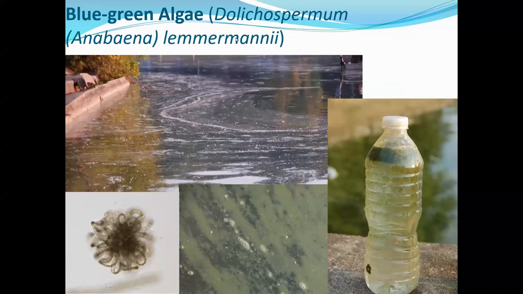This is another Dolichospermum lemmermannii bloom, and you can see that telltale scum on the surface. This is what it tends to look like. Again, even though you see some streaks, it's not perfectly clear underneath. It's quite murky underneath. We went out to do some fishing for a family reunion, and I'm like, oh, I don't think we should be here. And of course, they were actually quite young colonies. This is somewhat small for a Dolichospermum lemmermannii colony.